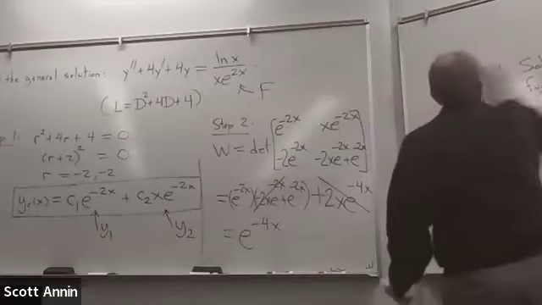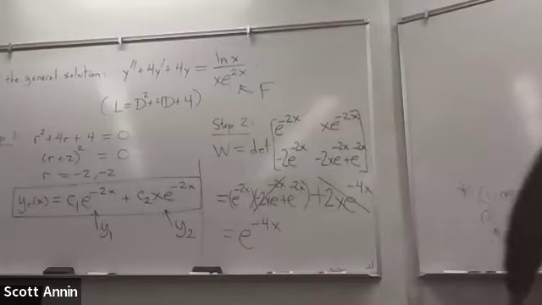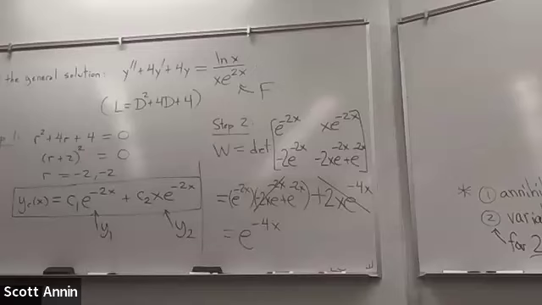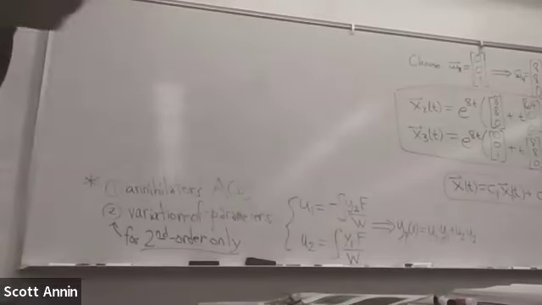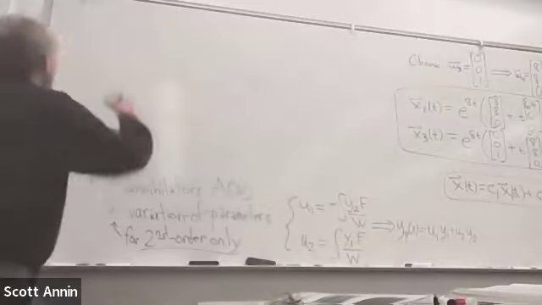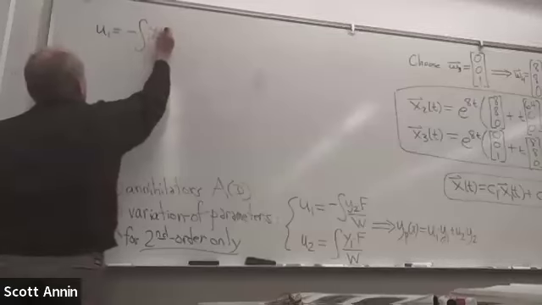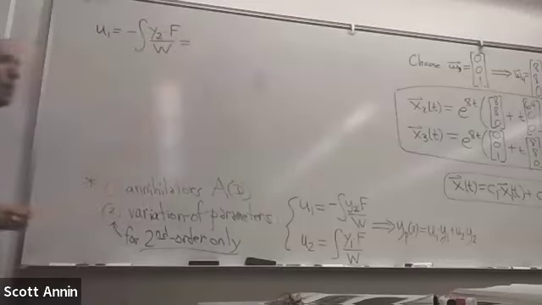Okay, great. So with that in mind, now I can try to start figuring out U1 and U2. We have the formulas, they're still on the board here. Let's see if we can figure out U1 and U2 for this variation of parameters method. U1 is negative the integral of y2 times f, all divided by w.